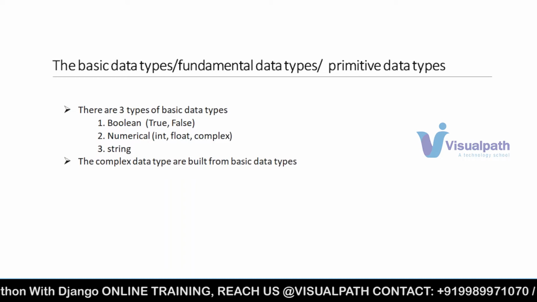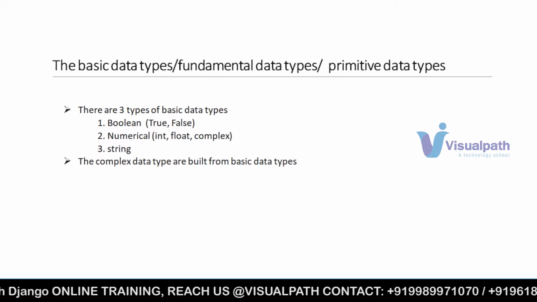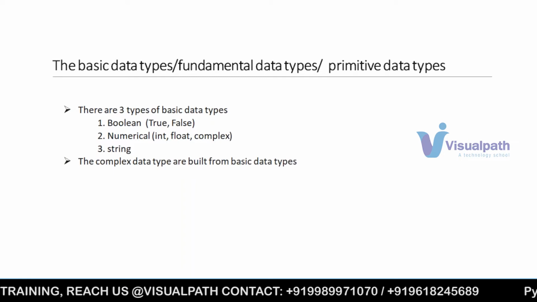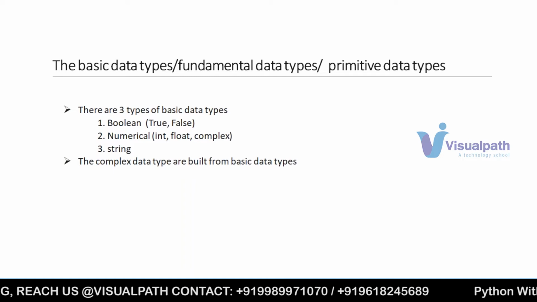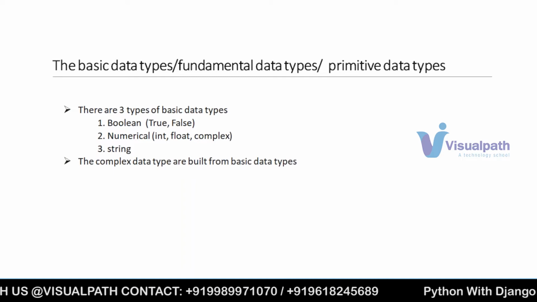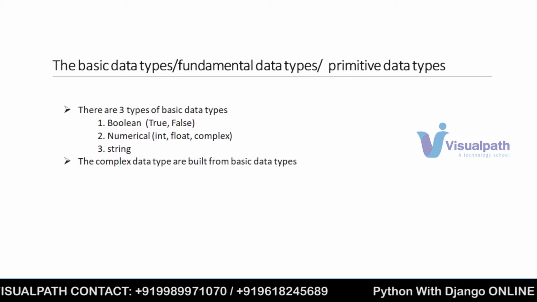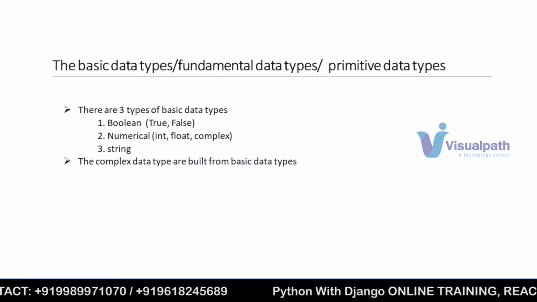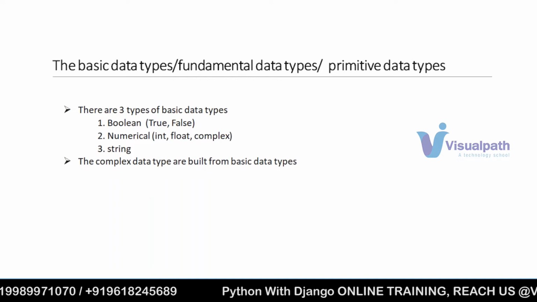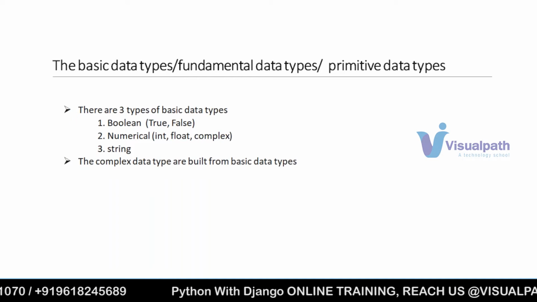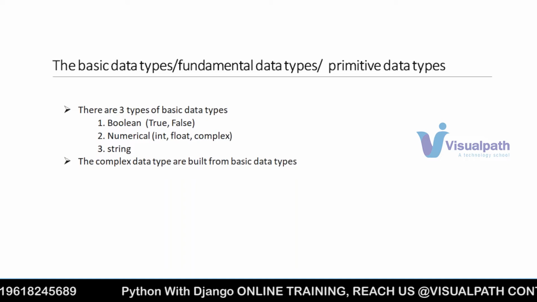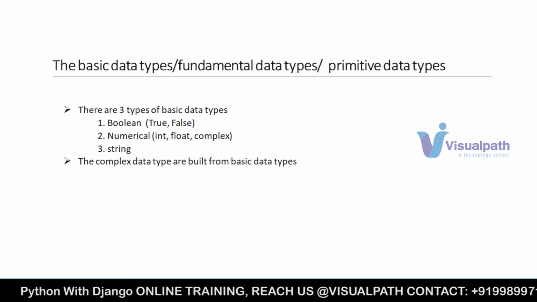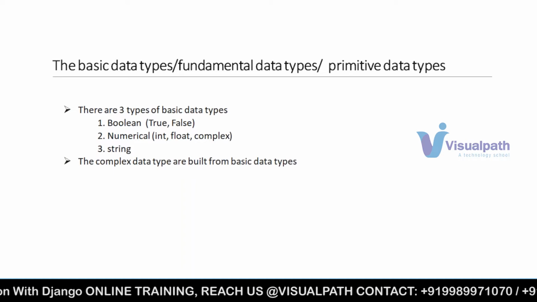Numerical data types: integer, float, and complex. Just remember we are not going to talk anything about complex numbers because we may not use complex numbers in our day-to-day programming. If you are interested, maybe you can go through it, but in general we don't use them. Maybe in scientific applications we use complex. You might remember in your school days we had complex numbers, something like 1 plus 2j. Here 1 is the real part and j is the imaginary part, if you remember your school mathematics.